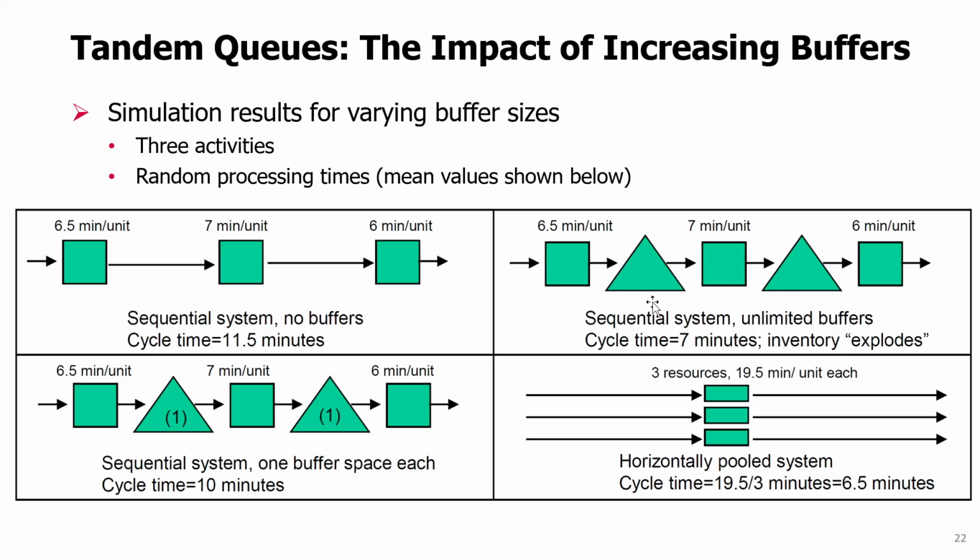If there are large buffers with randomness, the cycle time is 7 minutes. If the buffer is limited to just 1 unit here, 1 unit here, the cycle time increases to 10 minutes, and with no buffers, the cycle time increases to 11.5 minutes. So limited buffers in tandem queues reduce capacity, they reduce it significantly if there is a lot of randomness.